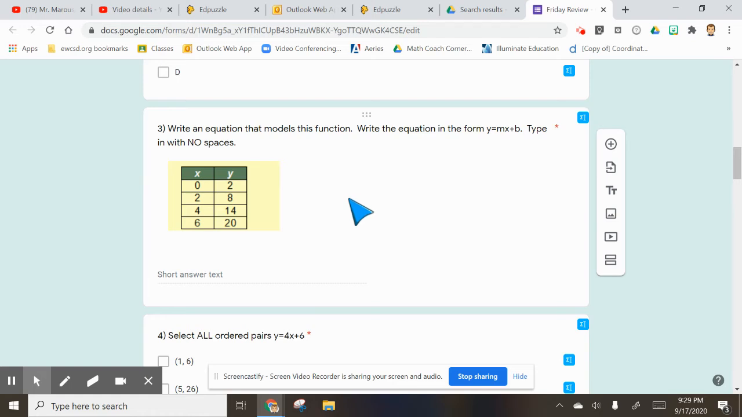Number 3, write an equation, okay, in slope-intercept form with no spaces, no spaces. You can do this. Y minus y over x minus x to get the slope, right? And then once you have the slope, plug in the x coordinate to get the y-intercept. If you're struggling with that, we have to have a moment together to figure out what's going on.